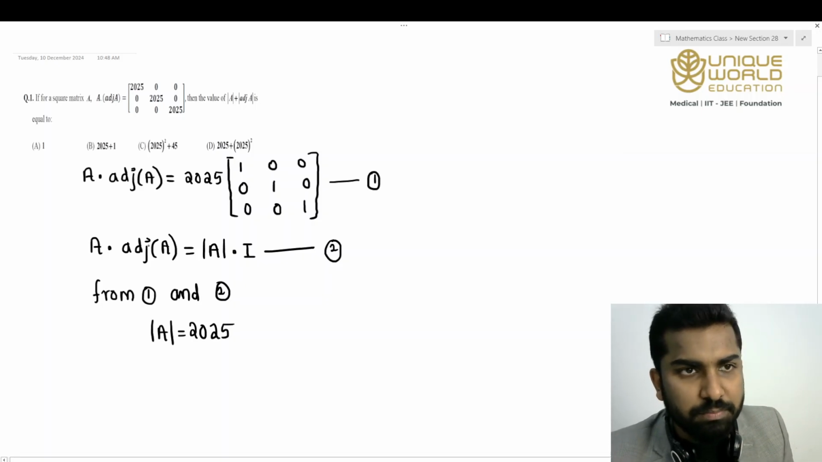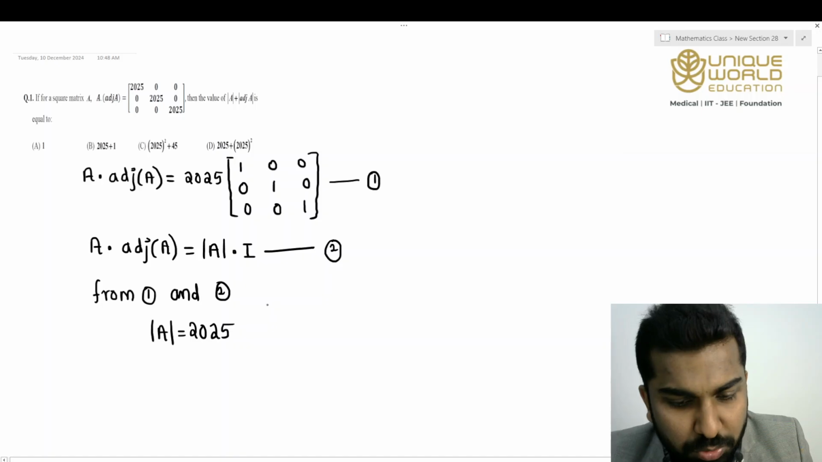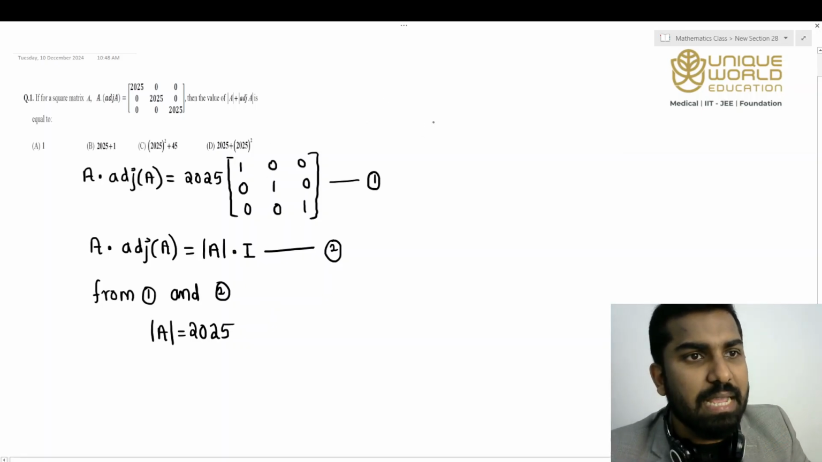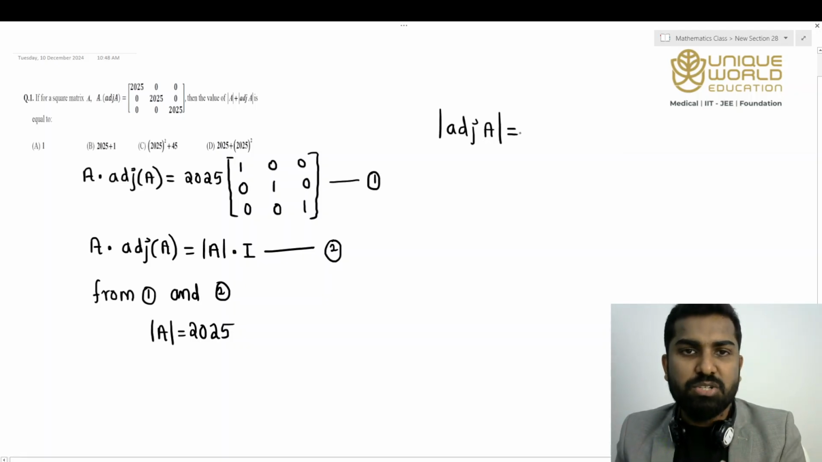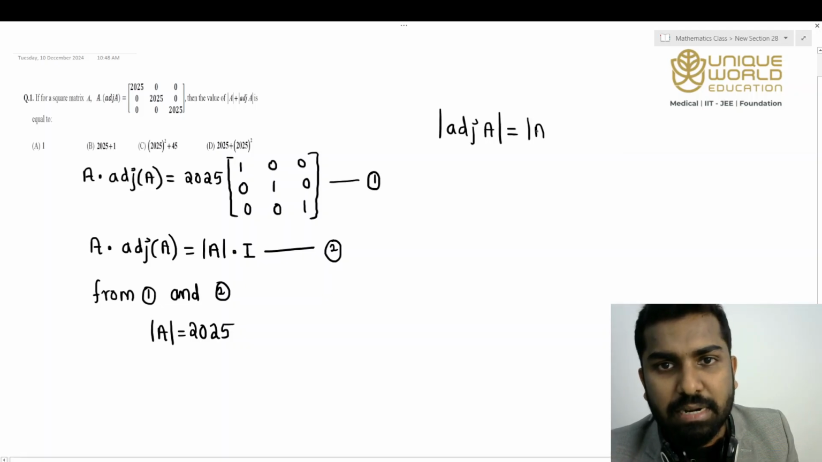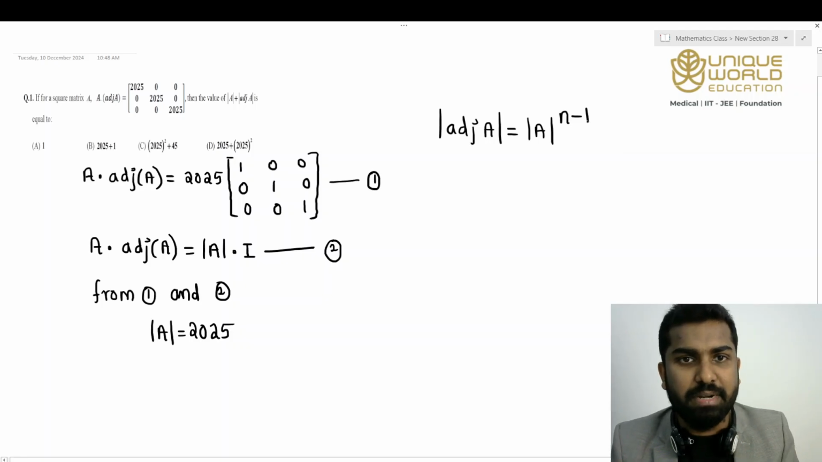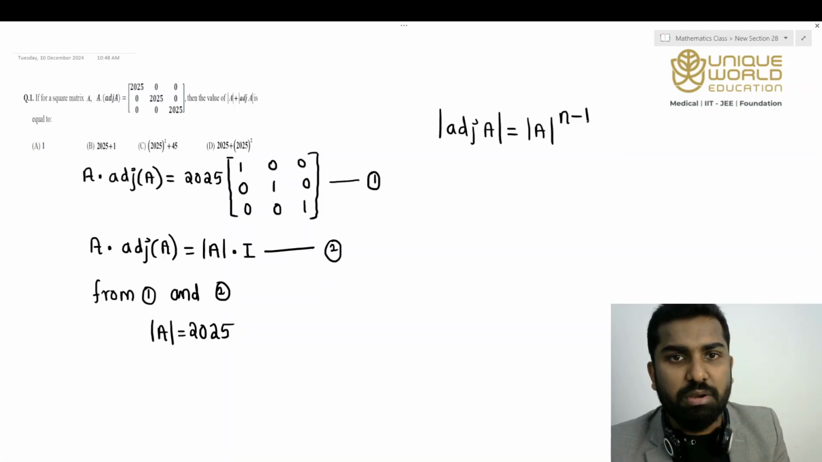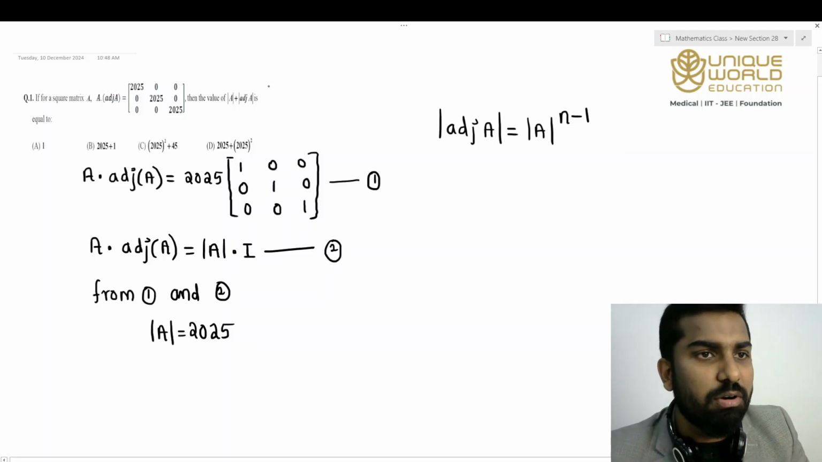So the first part I got: determinant of A equals 2025. Now the second part we want to evaluate: determinant of adjoint of A. For a matrix of order n, determinant of adjoint of A equals determinant of A to the power n minus 1. This is also a property, where n is the order of the given matrix.